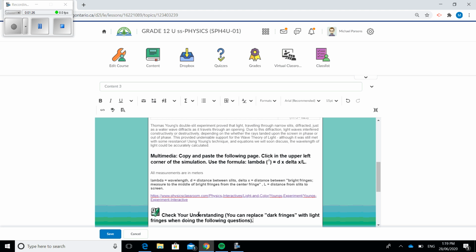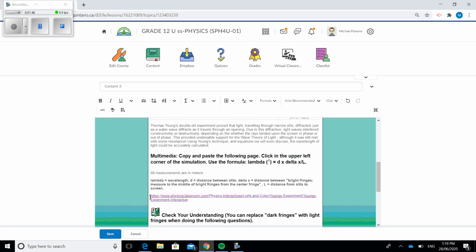There are some check your understanding questions at the end, and they use the term dark fringes. We're using light fringes. The thing with the double slit experiment is there's so many different calculations you can do to give you the same answer. Once again, you can measure angles to get your answers. I'm just giving you a couple of formulas here. This is the second formula.